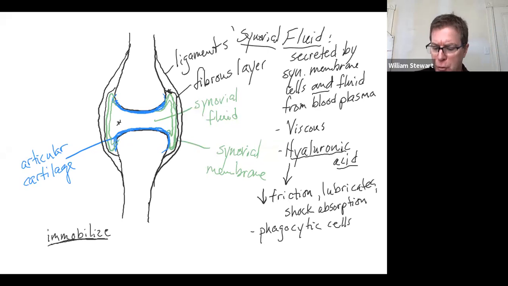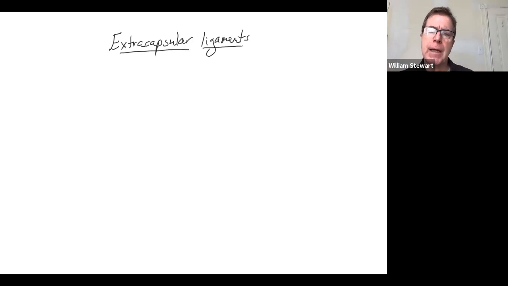All right, so let me go to a new page and just talk about extracapsular ligaments. Back in our picture, those were the ligaments furthest on the outside of the joint itself. We call those ligaments extracapsular ligaments because they're technically on the outside of the synovial capsule itself.